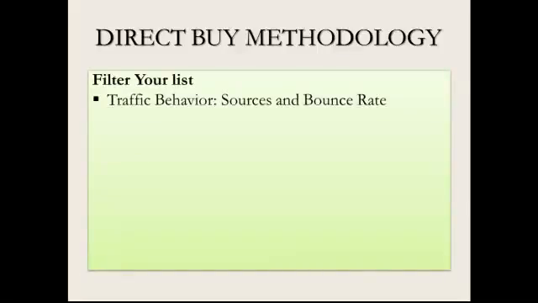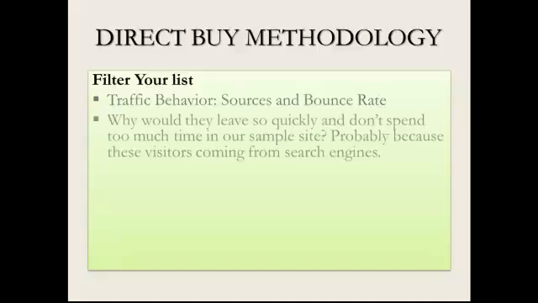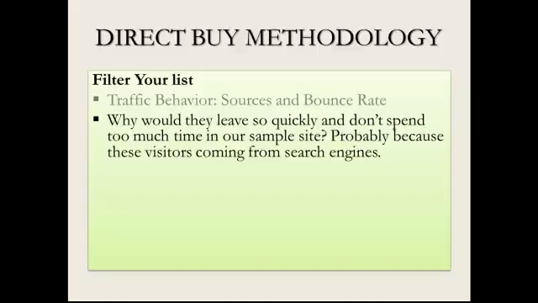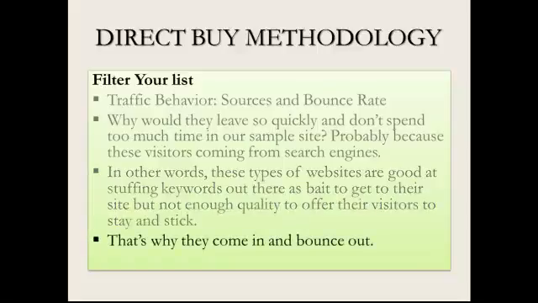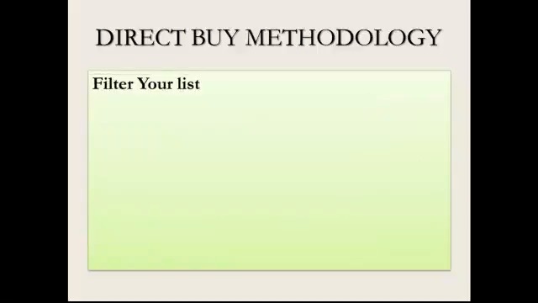Another thing to look at: traffic behavior. So when we're pulling up our reporting, we want to see where the source is coming from and what their bounce rate is. If we are seeing a bounce rate of 75%, what's going on with that? Why would they leave so quickly and not spend much time on the site? It's probably because they're coming in straight from the search engines, and what that means is that these types of websites are really good at stuffing keywords out there as bait, and then when the visitor gets to the site, it's not very good content and they come in and they bounce out.